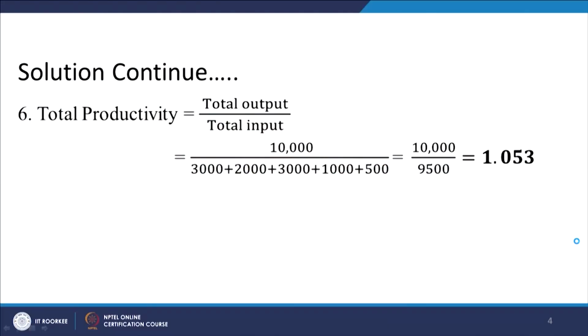Then if we have to calculate the total productivity, we have to take into account the total output divided by the total input. In the previous cases, labor productivity, material productivity, energy productivity, we were taking an individual input as the input and the total output as the output. But here we are taking total output and the total input.